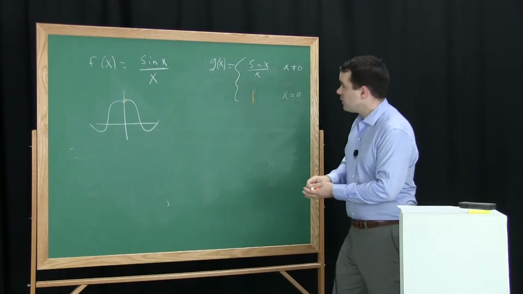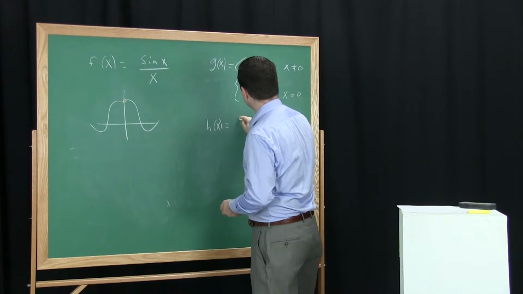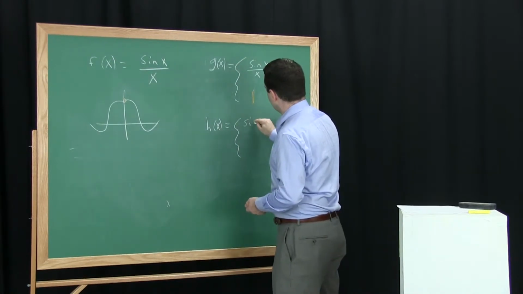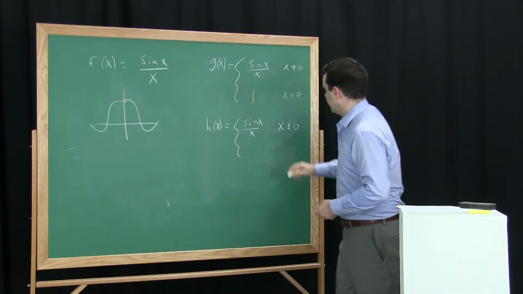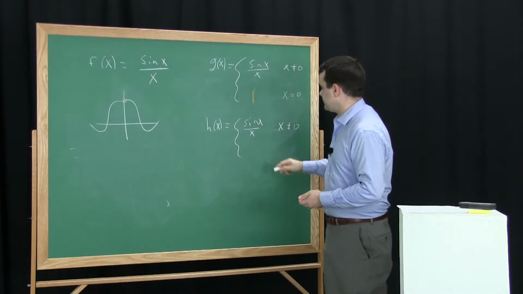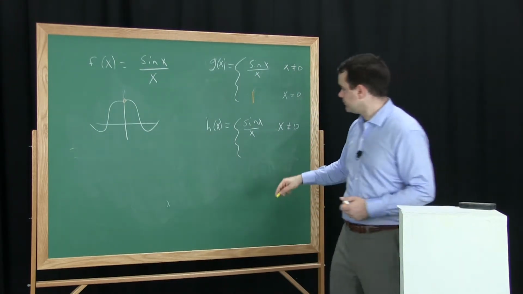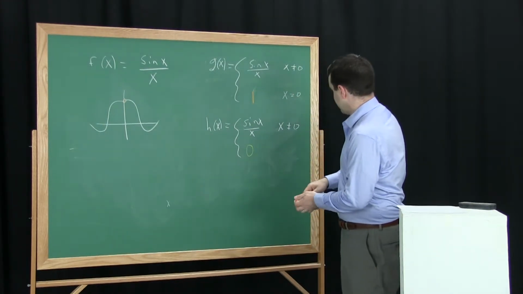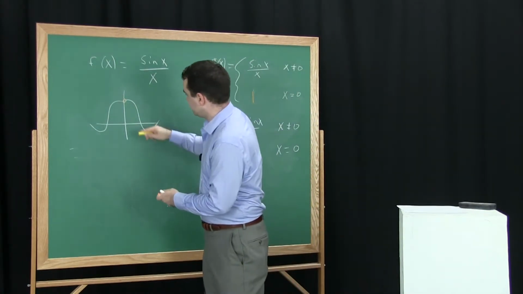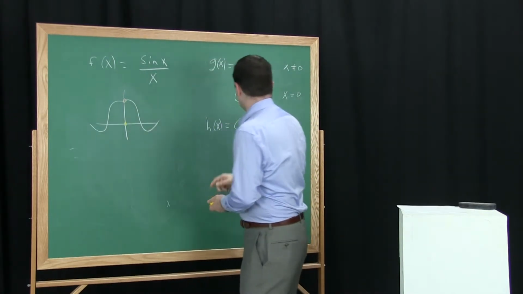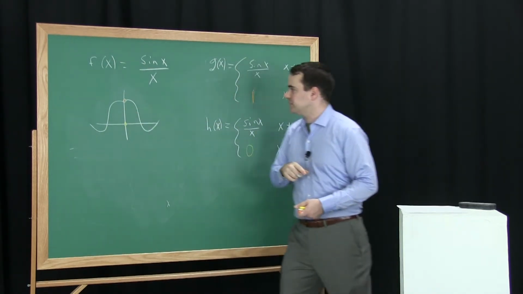just plugging it in. Or I could make a new function h of x, which is my original sine x over x, but it's not defined at 0. And then I could give it a different value. I could define it to be equal to 0 when x is equal to 0. And here I'll plug that in. So the graph of h of x, it's the white part, and then it becomes the yellow point.